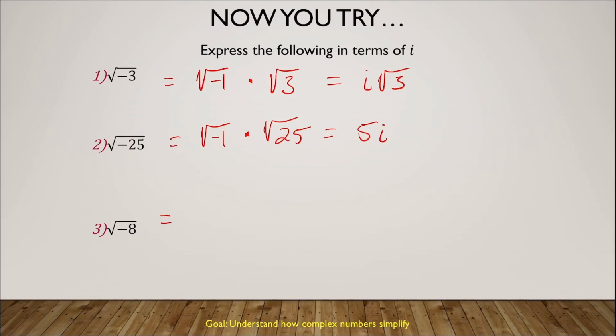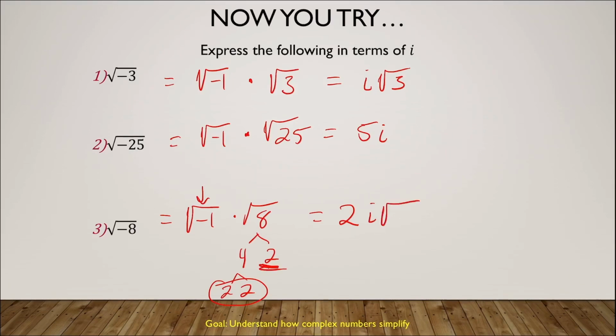All right, negative 8. We have the square root of negative 1 times the square root of 8. 8 we can break down to be 4 times 2. The square root of 4 is 2, so 2 comes out. So I know I have 2. The square root of negative 1 is i. I still have that guy stuck under the radical, square root of 2. So I have 2i square root of 2.